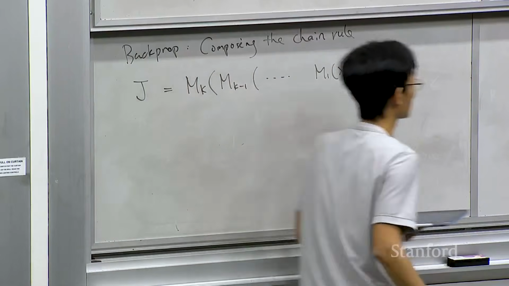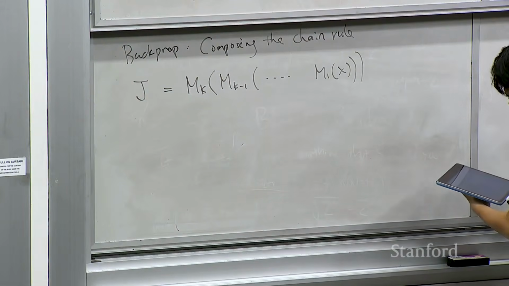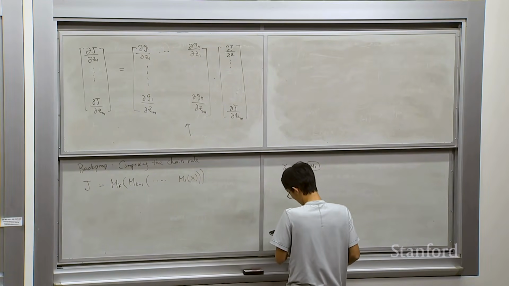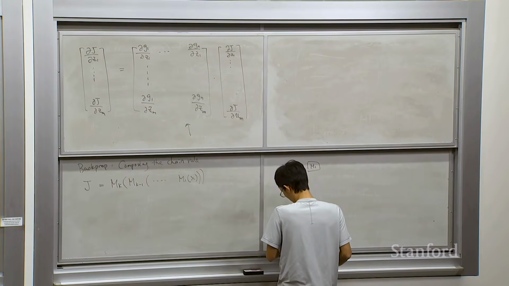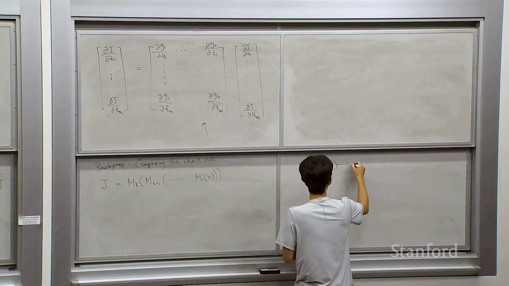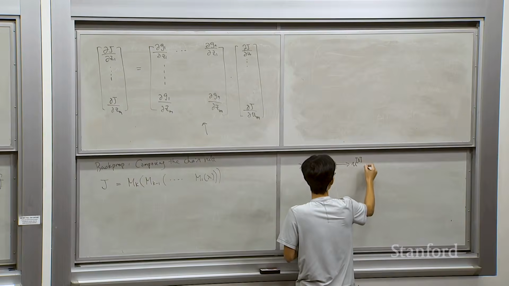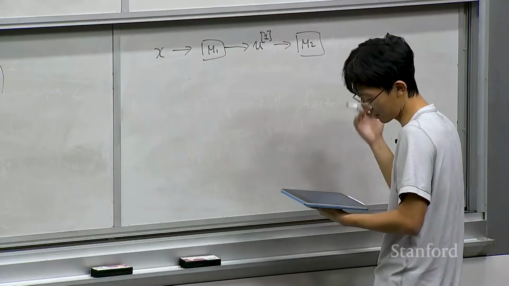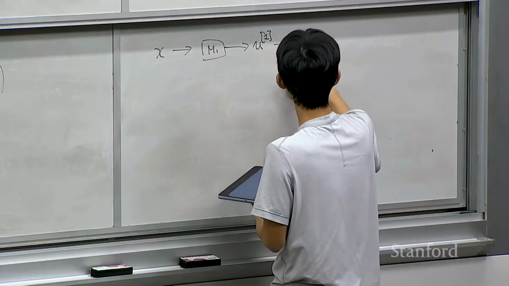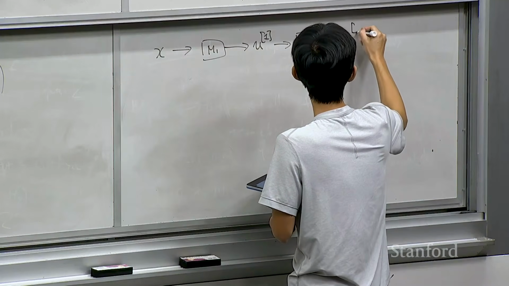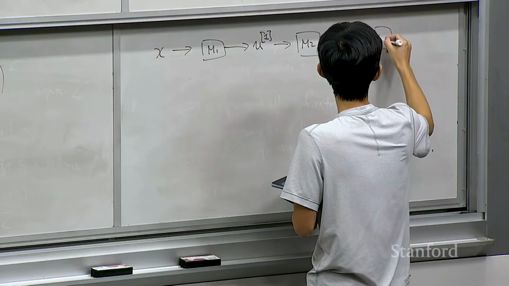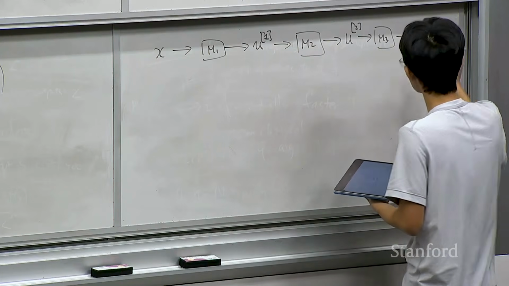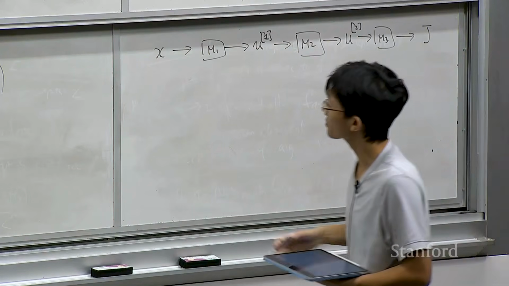Maybe I should just draw this once. Let's say you have X, which goes through some module M1 and you get U1, and then you go through another module or function. Sometimes I call it a module because in PyTorch it's called a module, but it's really just a function. Then you get U2, and then you go through another function, M3, and you get the loss.